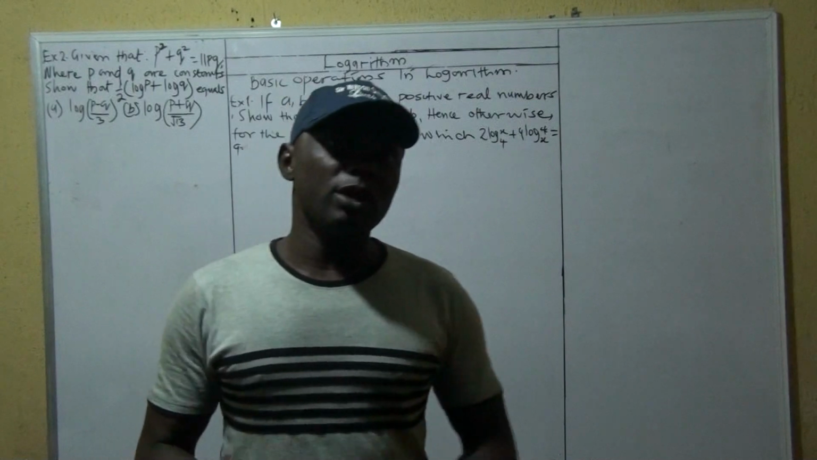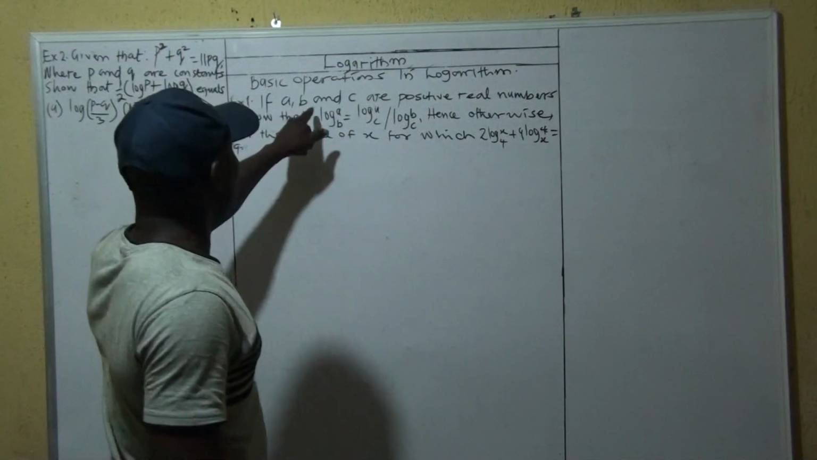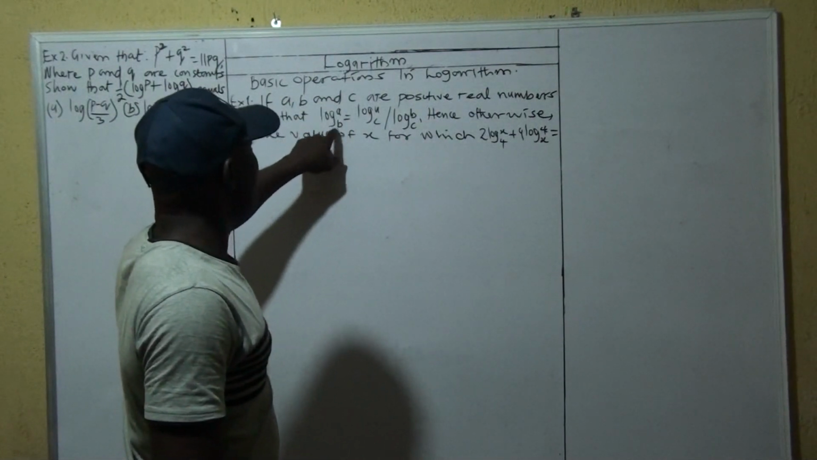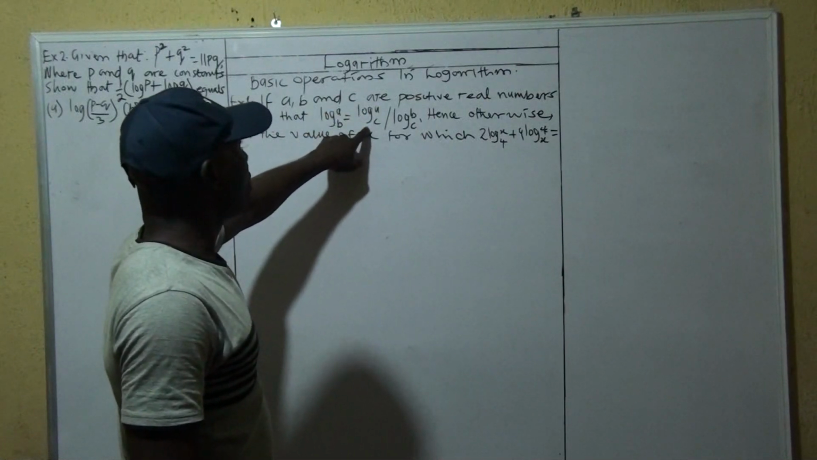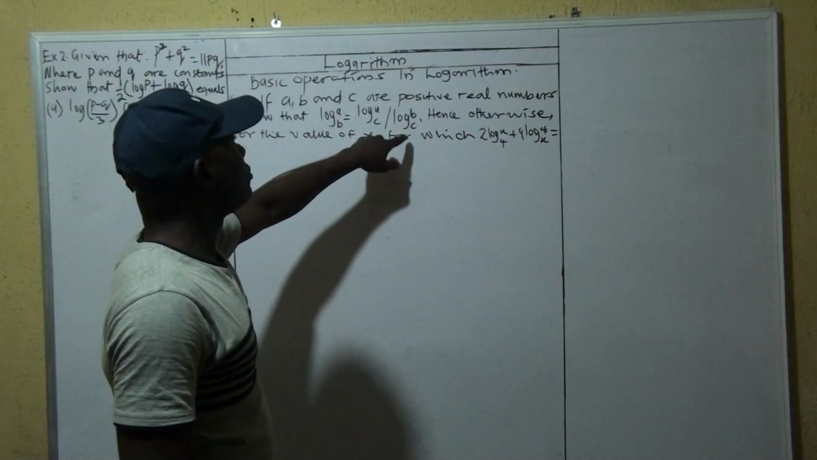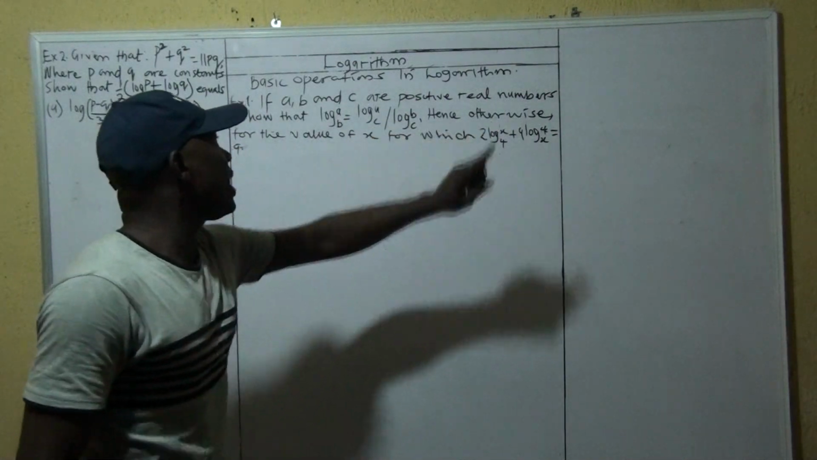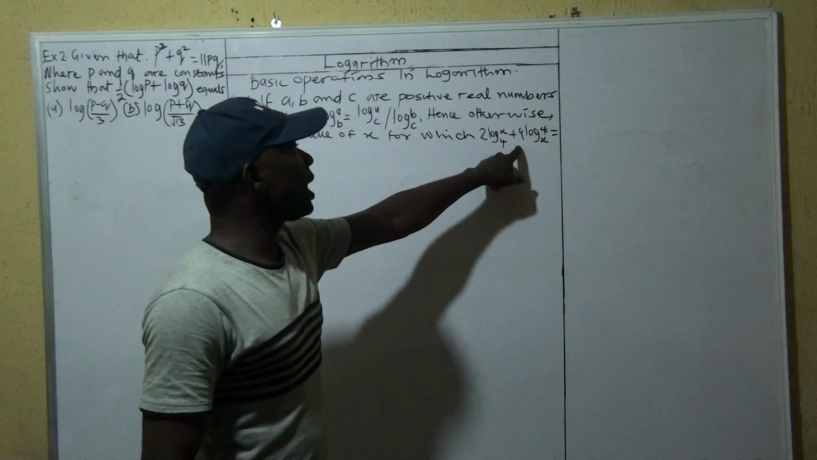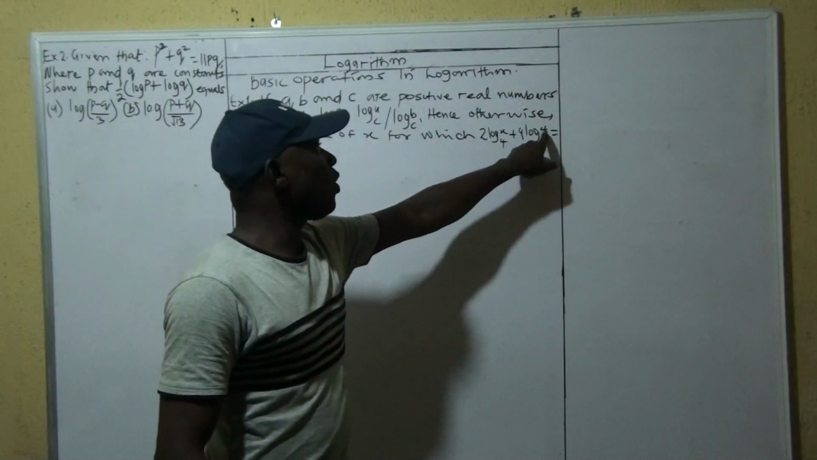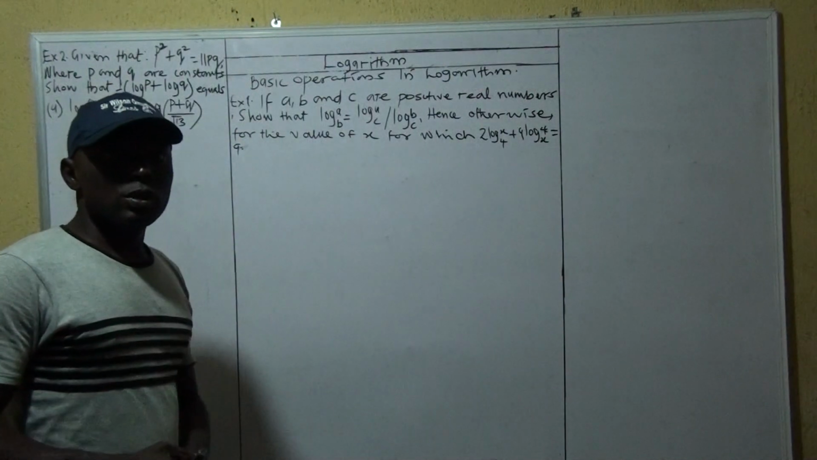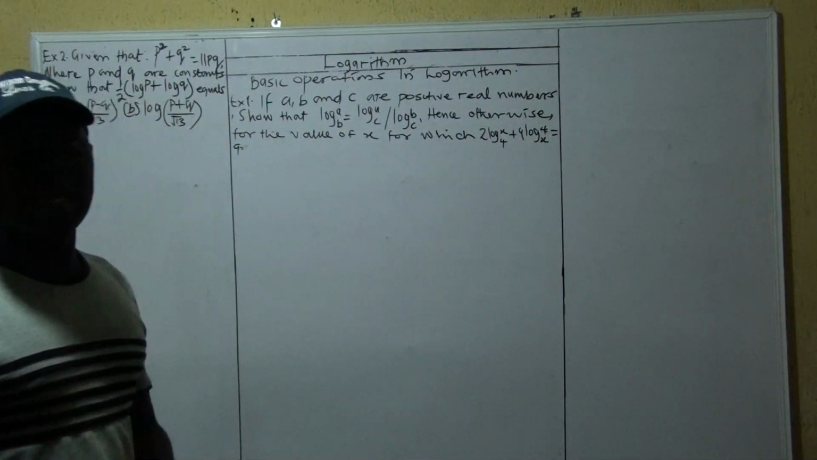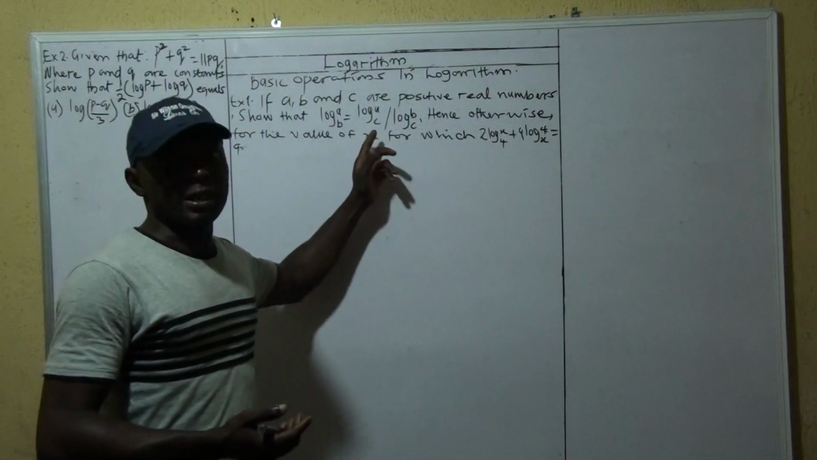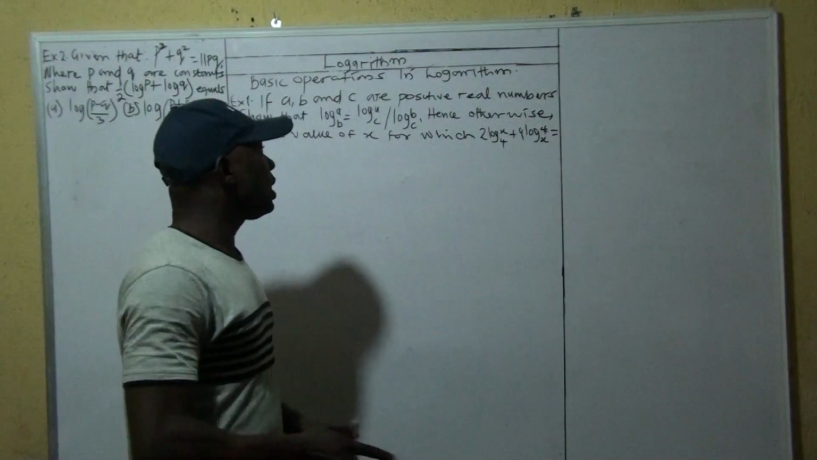But before then, we have a question on the board already. If A, B, and C are positive real numbers, show that log A to base B is equal to log A to base C all over log B to base C. Hence, or otherwise, find the value of x for which 2 log x to base 4 plus 9 log 4 to base x is equal to 9. If you look at some of those laws that we have specified, you see that it has to do with the change of base. So let's go into action.